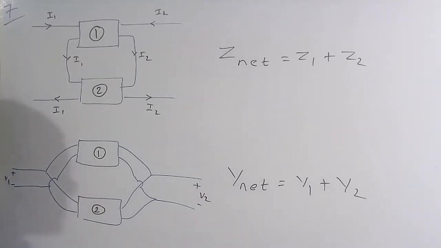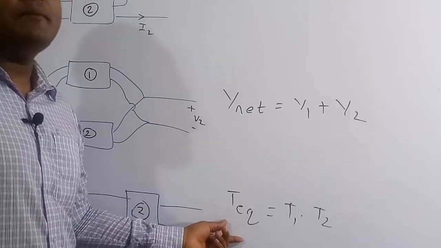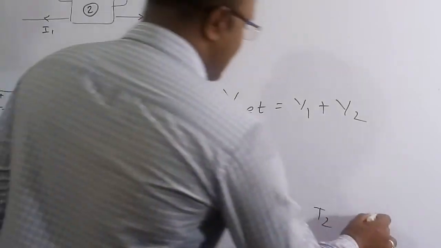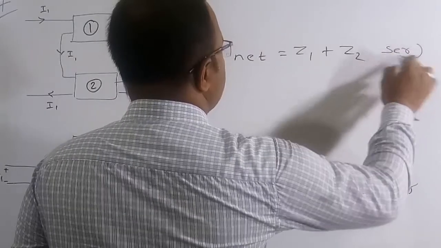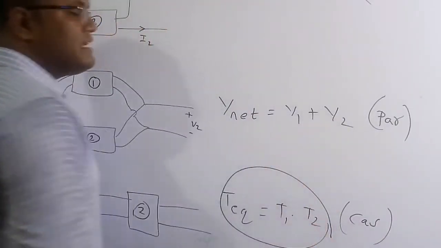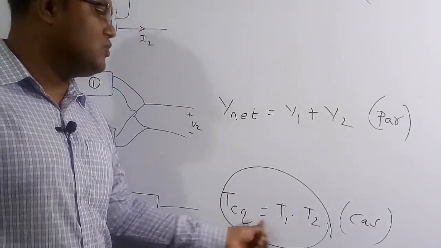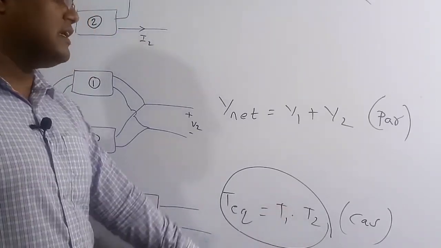Suppose the two-port networks are connected in cascade, meaning the output of one two-port network is the input to the other two-port network, then the net equivalent T parameters or ABCD parameters is equal to the product of the individual T parameters. So this is for the cascade, this is for the parallel, and this is for the series fashion. In the question they asked about the cascade, so it is a product of the ABCD parameters. So this is the correct solution of this question.